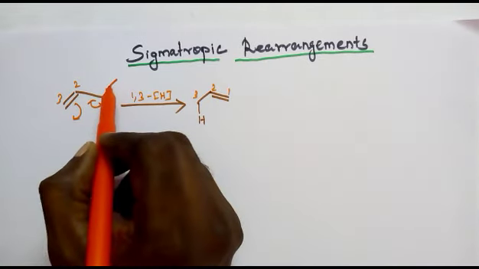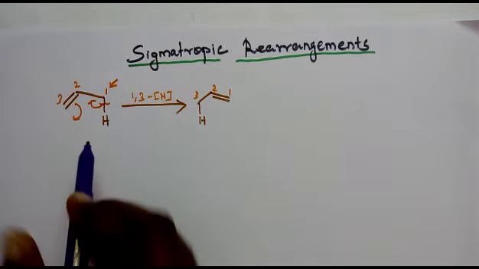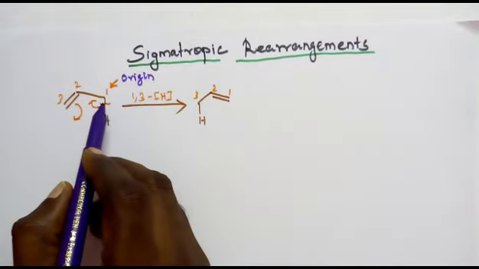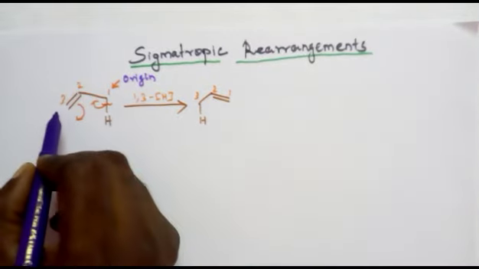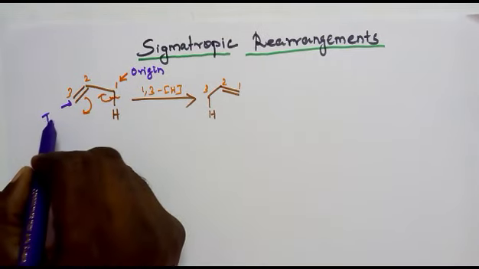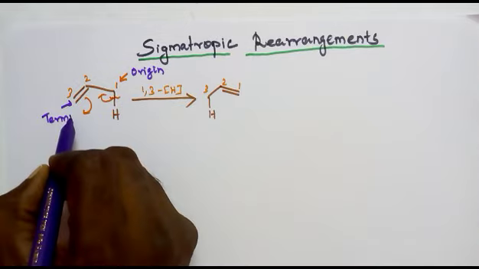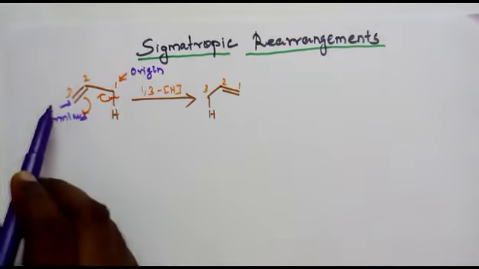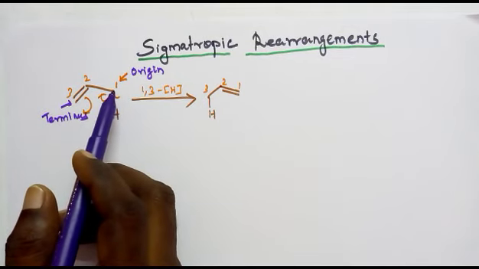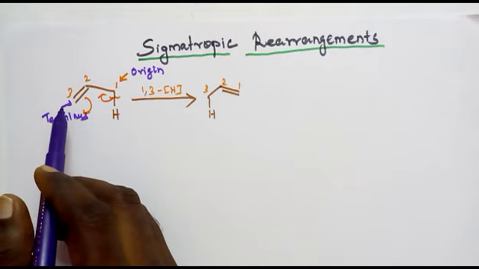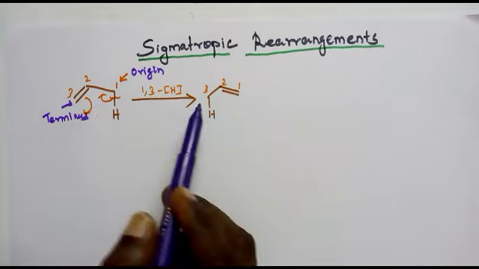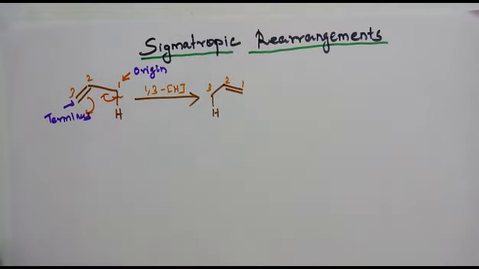This carbon number 1 is called the migration origin, because this is the place where the migration takes place. And carbon number 3 is called the migration terminus, because this is the carbon where the migration ends up. So migration origin is carbon number 1, migration terminus is carbon number 3. Hydrogen migrates from 1 to 3, so it is a 1,3 sigmatropic rearrangement. And let's see this one.